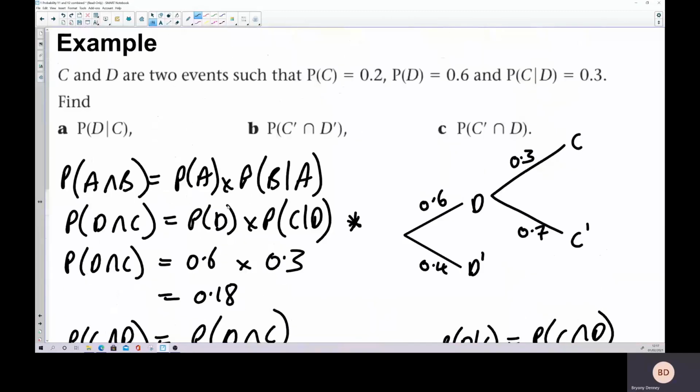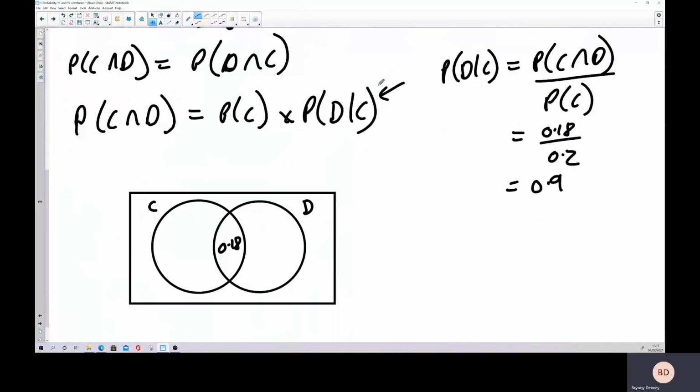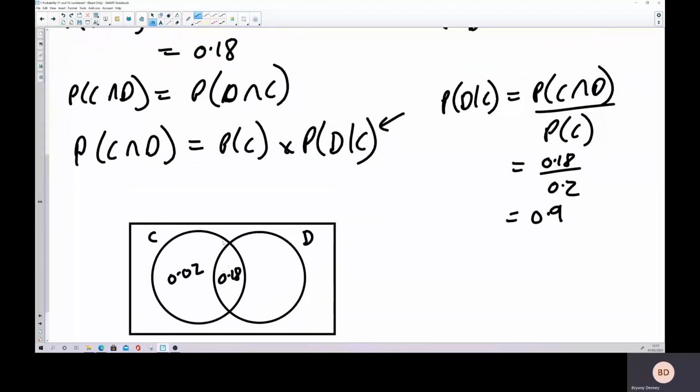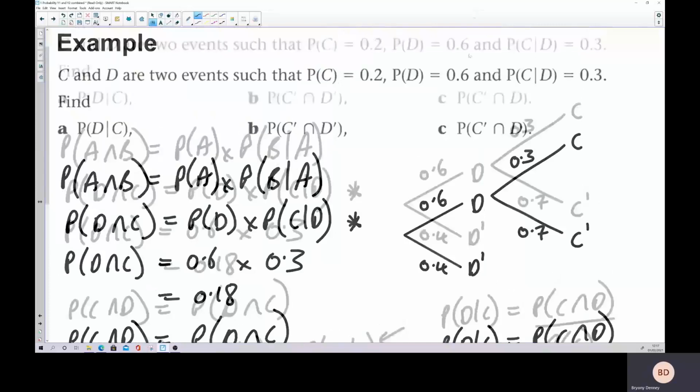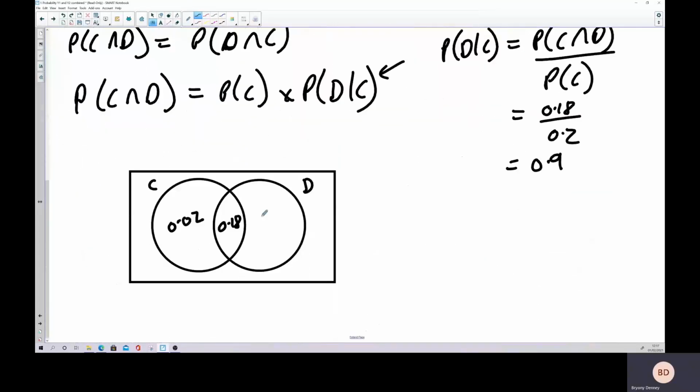We've got the probability of C is 0.2. So this bit here is 0.02 to make up a total of 0.2 for C. And probability of D is 0.6. So this is going to be 0.42, okay, because those two added together give us 0.6. And then if we add them all up together, take it away from 1, we get 0.38 for the outside bit. Okay, 0.6 plus 0.02 is 0.62. So take that away from 1, we get 0.38.